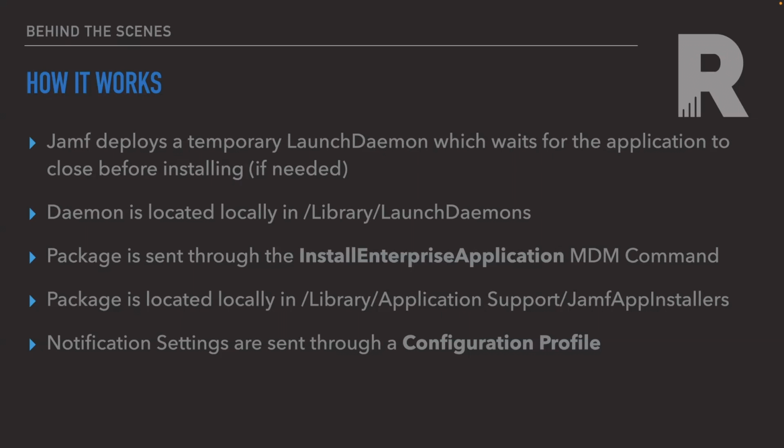Packages are sent with the InstallEnterpriseApplication MDM command. And these packages are temporarily located on the machine in the Library/Application Support/JAMF/app-installers directory. Again, this is temporary. Once the installation is commenced and completed, Jamf removes it from that directory. Notification settings are also sent through an MDM command through a configuration profile with the notification payload configured. Now let's take a look at that.